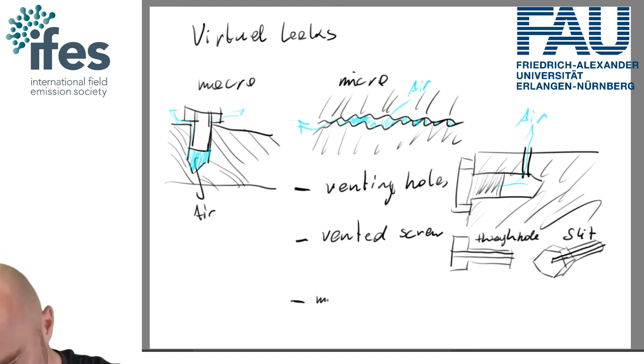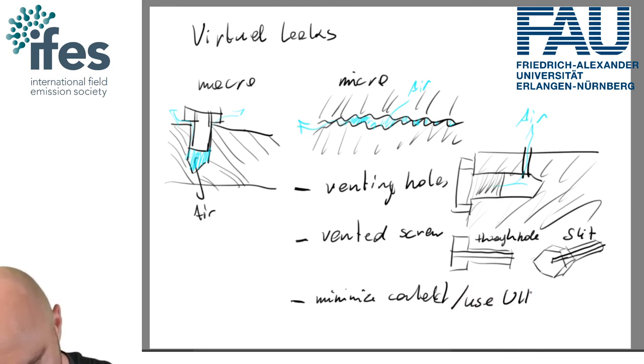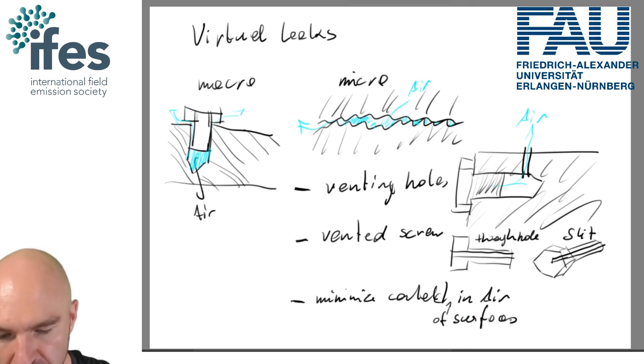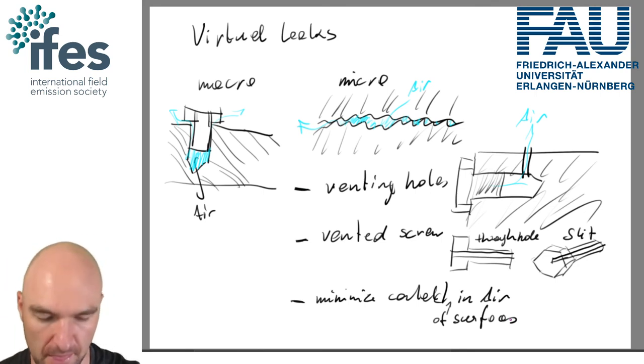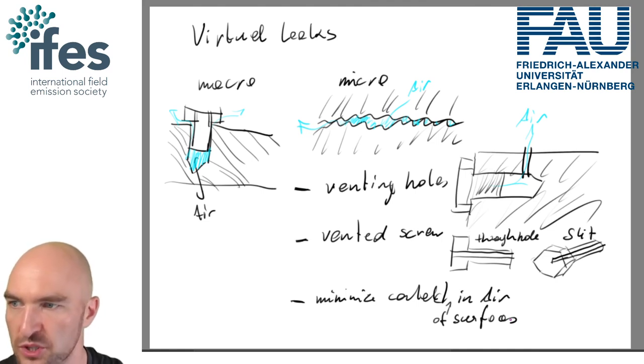And the last thing we need to do is minimize contact between surfaces. Minimize contact and use UHV lubricant if there is any relative movement in UHV as well. That's not really that relevant to what we have here, but essentially minimize contact of surfaces in air, so that we don't have any micro air bubbles trapped, and with that we can minimize the amount of virtual leaks that we have in our vacuum system.